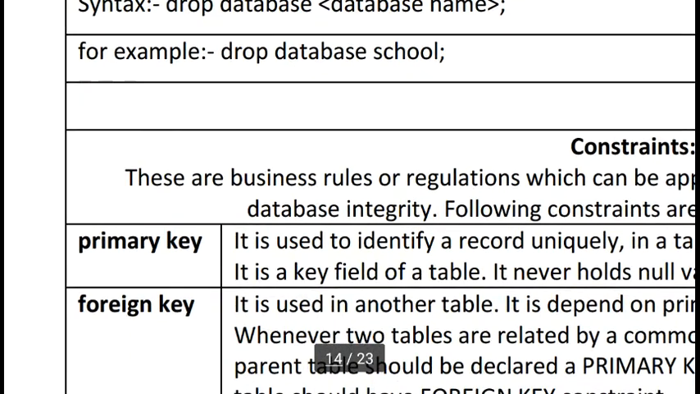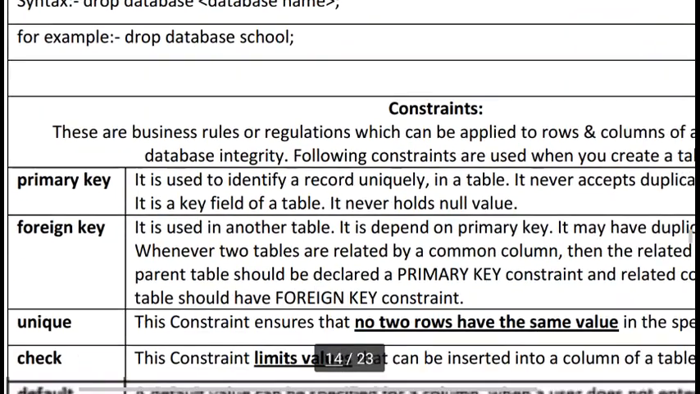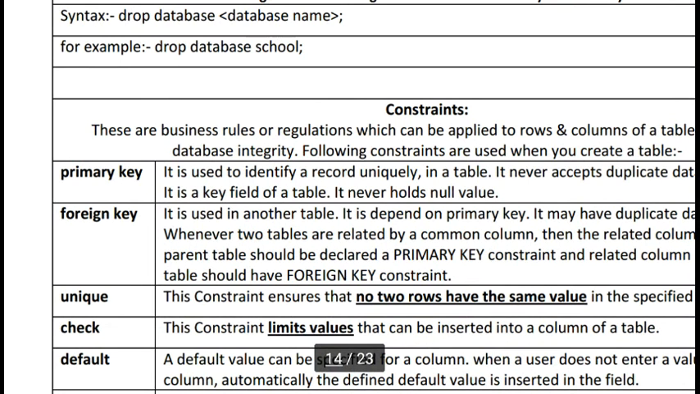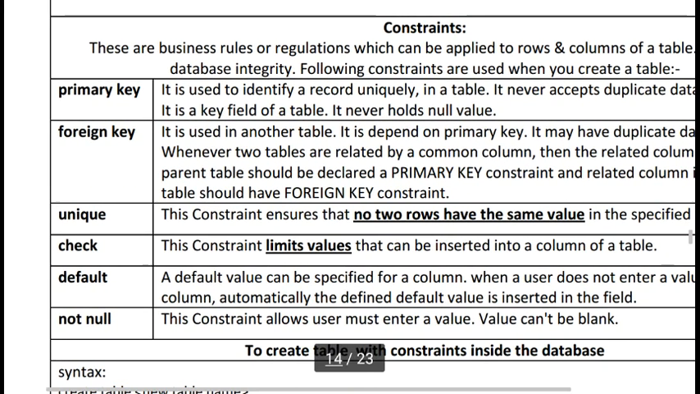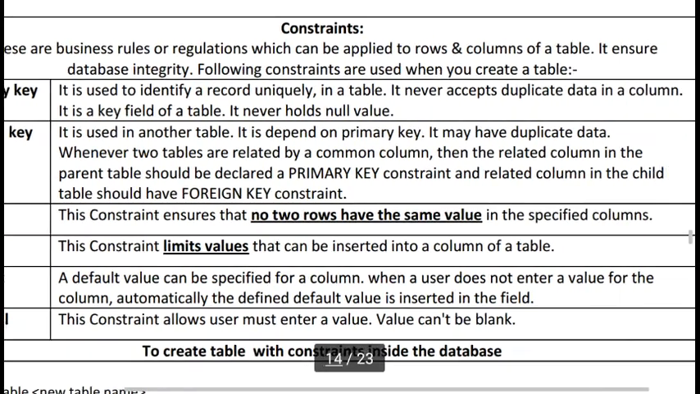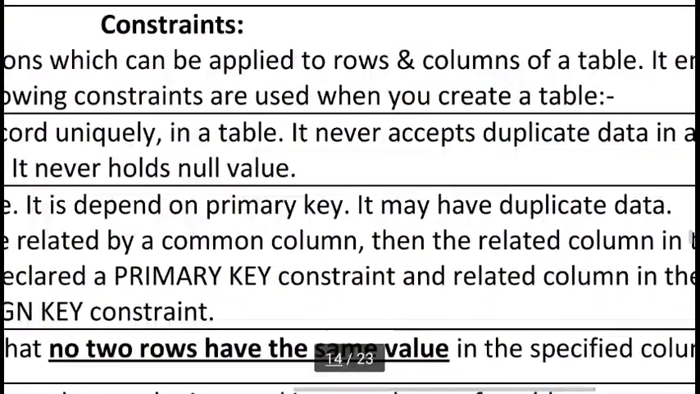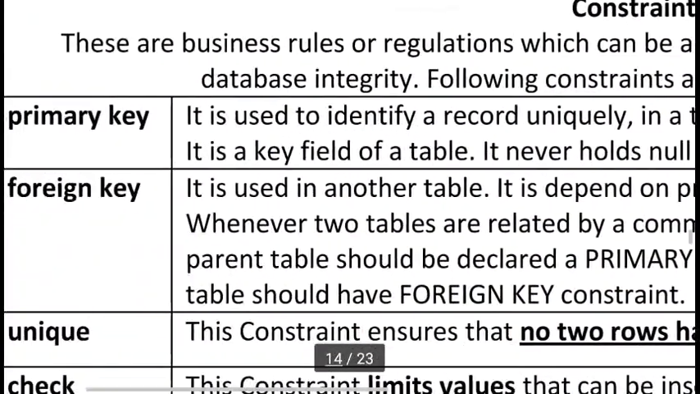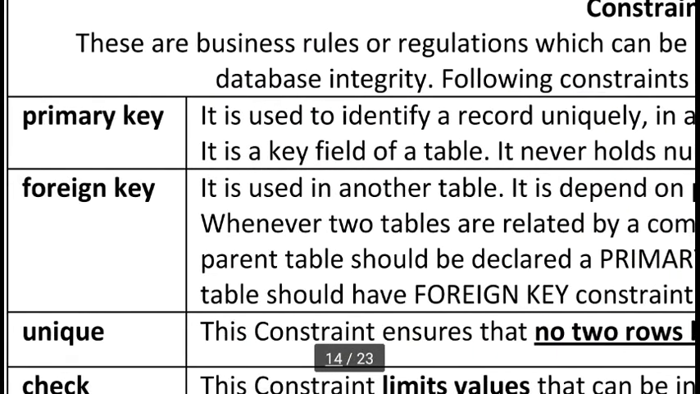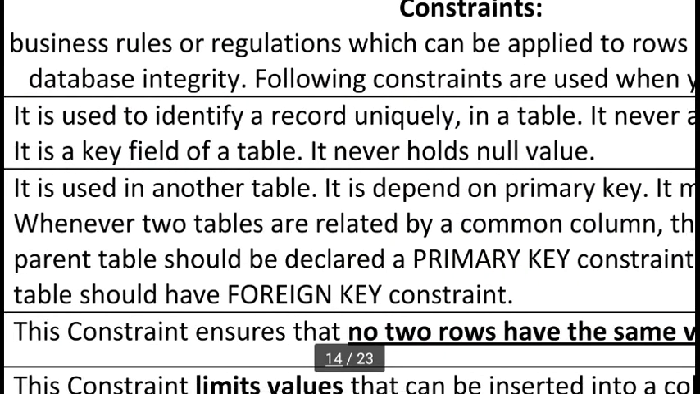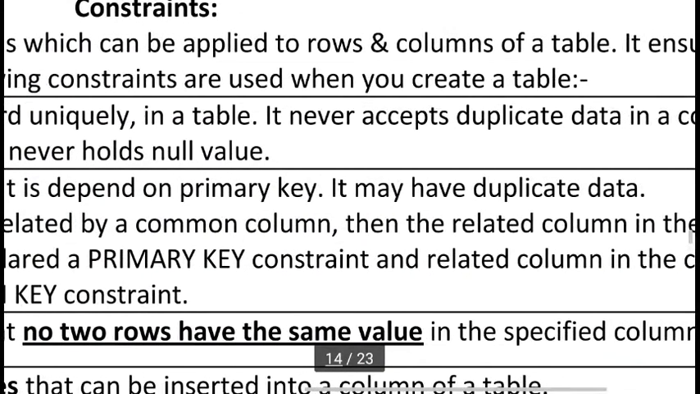Now, a constraint is a set of rules and regulations which can be applied on a particular column in a table. These are business rules or regulations which can be applied to rows and columns of a table. They ensure database integrity, and the following constraints are used when you create a table.